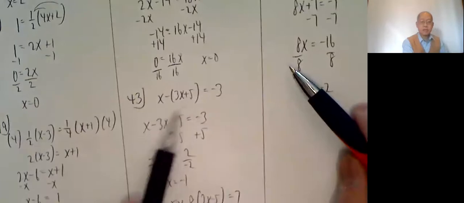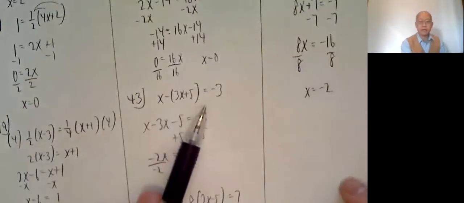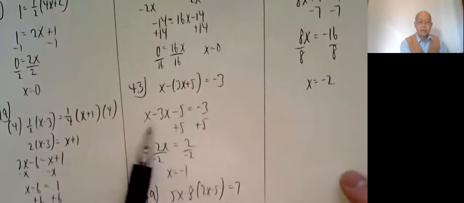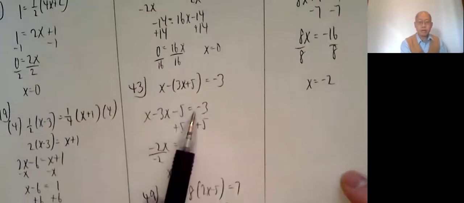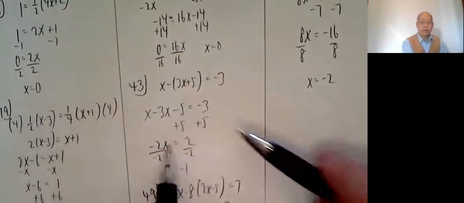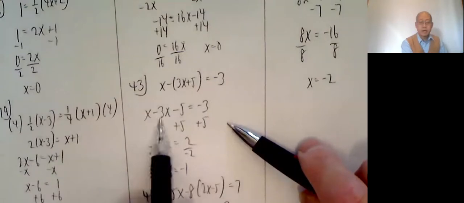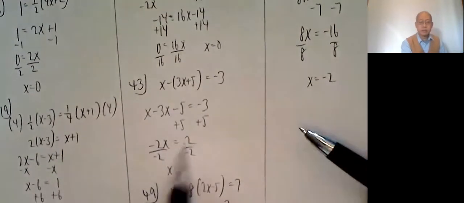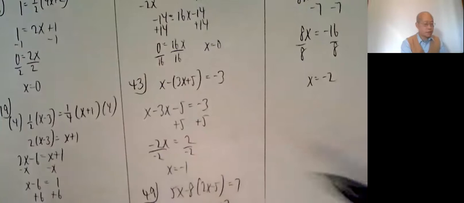43, x minus parentheses 3x plus 5 equals a negative 3. Distribute. x minus 3x minus 5 equals negative 3. Add 5 to both sides. x minus 3x is negative 2x equals 2. Divide by negative 2, x equals negative 1.